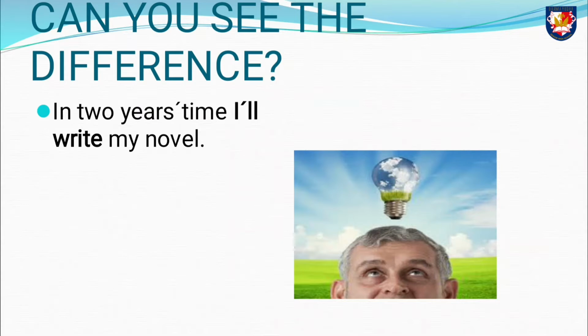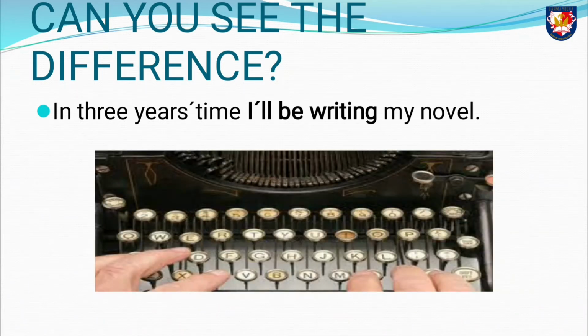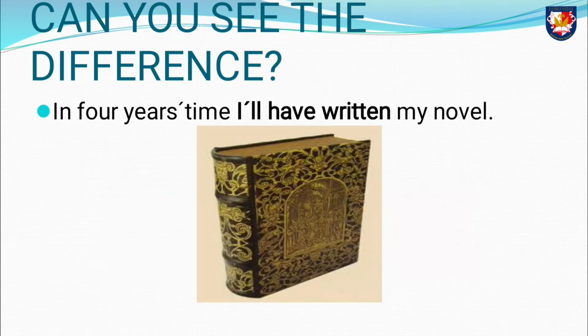In 2 years' time, I'll write my novel. It means that it's a prediction. In 3 years' time, I'll be writing my novel. It means that it is the prediction that is happening. In 4 years' time, I'll have written my novel, means that the prediction has happened.